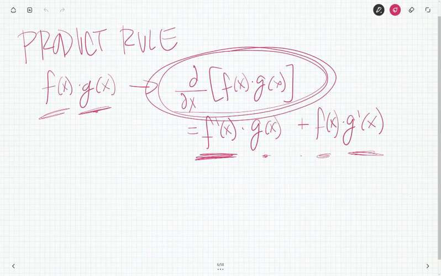And so if we start by looking at the product rule, we have a function f and a function g being multiplied, and we're going to take the derivative of that product. And so if we have the derivative of f times g, we get f prime times g plus f times g prime. And that's the product rule.